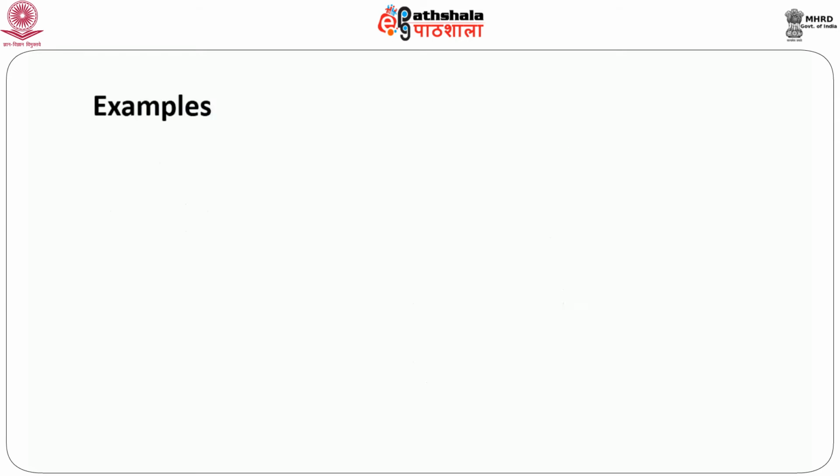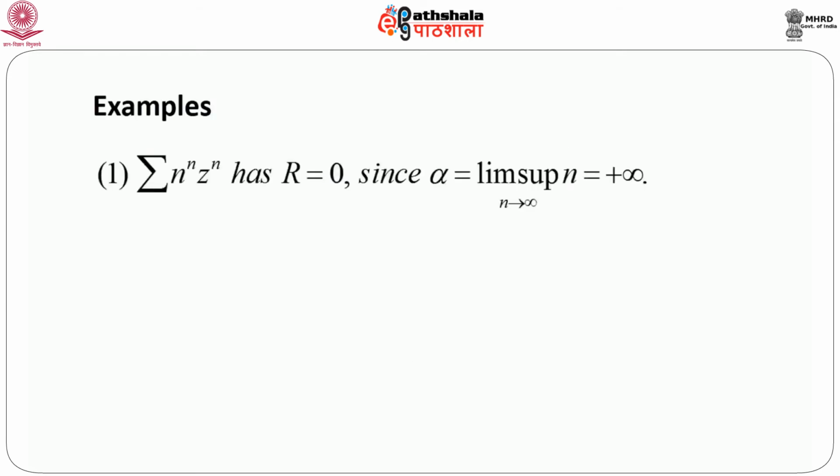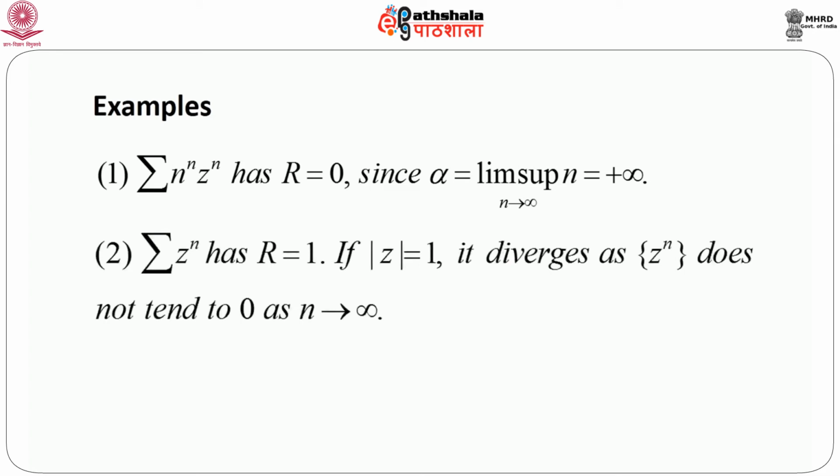As examples, the first example is that the power series summation n to the power n z to the power n has R equals 0, the radius of convergence is 0, since alpha equals lim sup of n, which is nothing but infinity. And summation z to the power n has radius of convergence 1, since the coefficients are equal to 1.